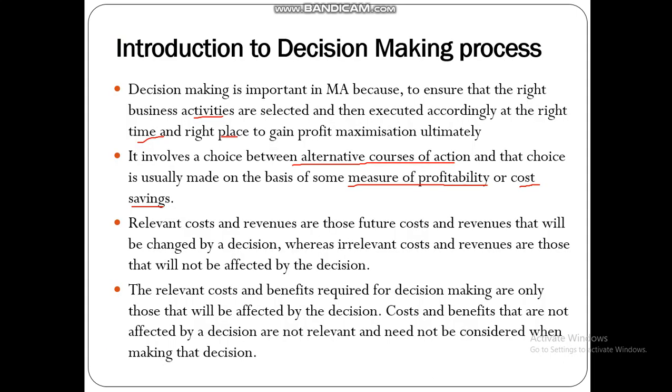Under decision making, the most important thing is about relevant costs and revenues, and also irrelevant costs and revenues. What is relevant cost and revenue? It is the future costs and revenue that will be changed by the decision. If we have two alternatives, alternative 1 will give you a different profit from alternative 2, so it will change by the decision. Whereas irrelevant cost and revenue would not be affected by the decision. Whatever decision you make, the cost or the revenue is still the same.